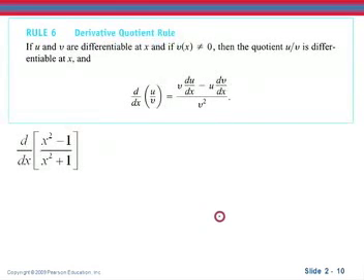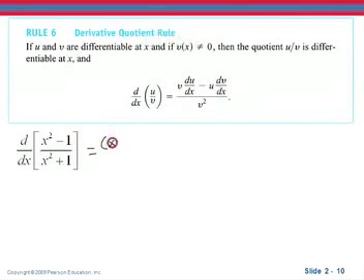Now the last rule we want to look at is the derivative quotient rule. In order to find the derivative of a quotient, we take the denominator times the derivative of the numerator minus the numerator times the derivative of the denominator, and we divide that by the denominator squared. Now of course v of x cannot be 0, otherwise that would make this fraction undefined. Now a mnemonic device I've heard for this is low d high minus high d low. Down below the square will go.